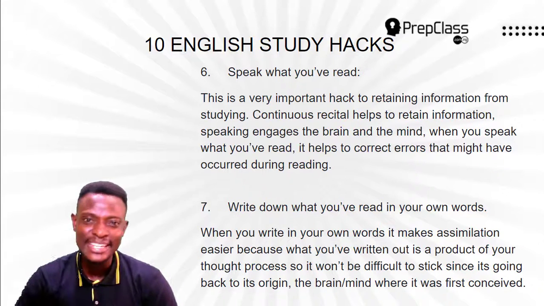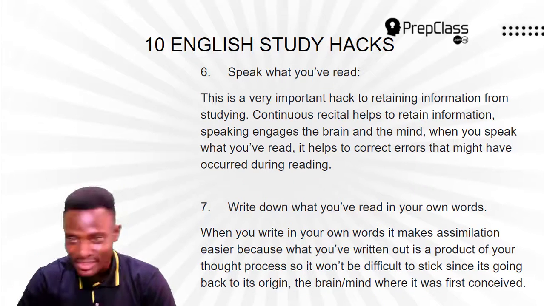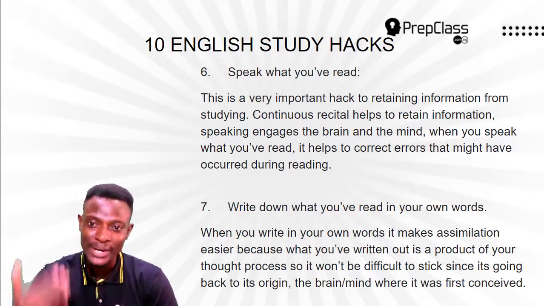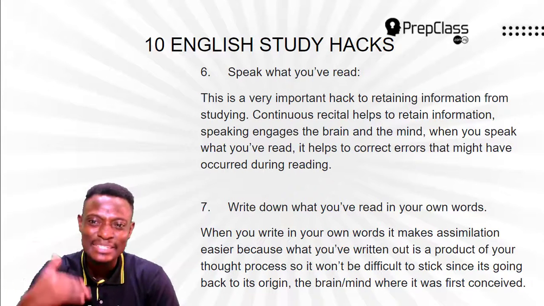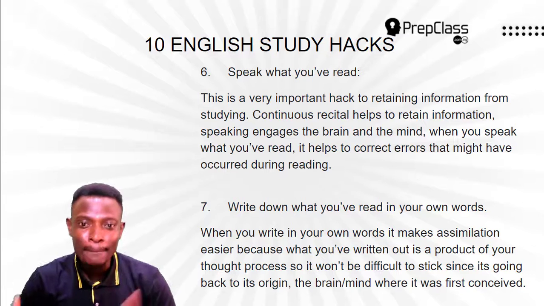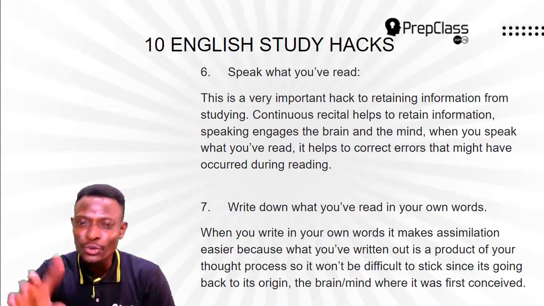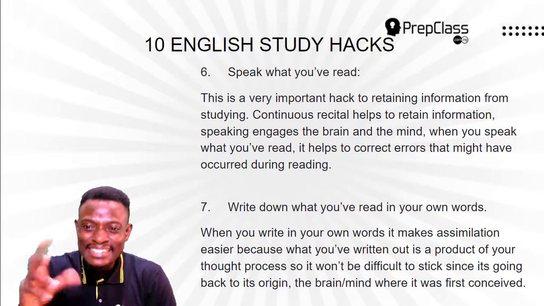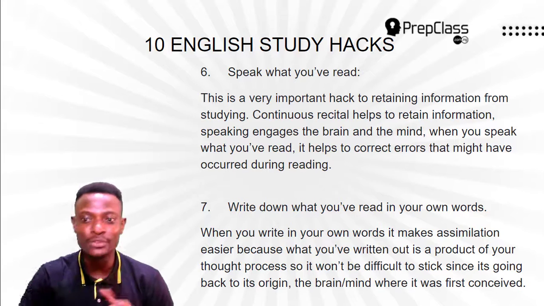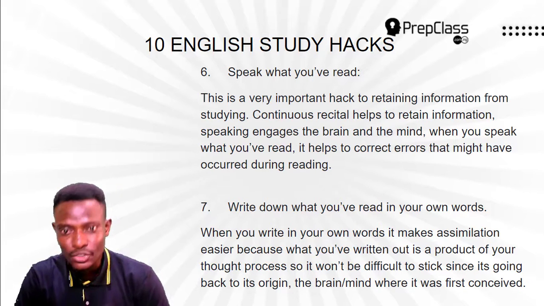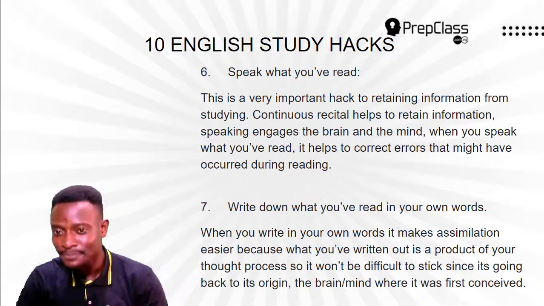Alright, the 7th English study act is write down what you've read in your own words. When you write in your own words, it makes assimilation easier because what you have written out is a product of your thought process, so it won't be difficult to stick since it's going back to its origin, the brain, the mind, where it was first conceived.